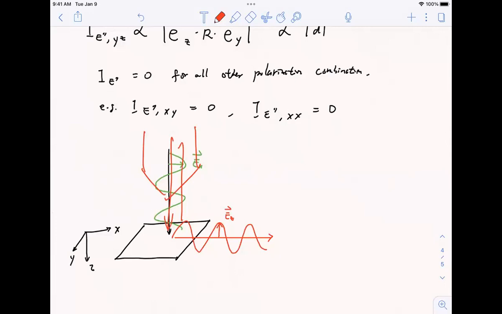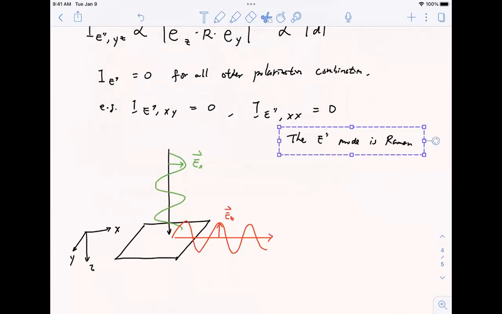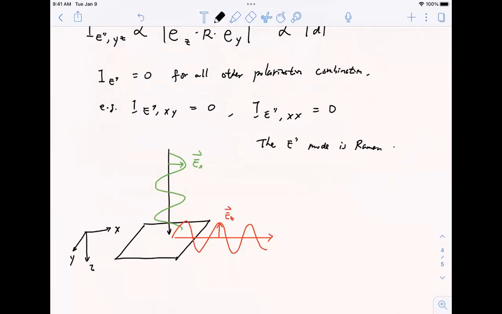Okay, so this mode is Raman inactive in the XY or XX detection scheme.